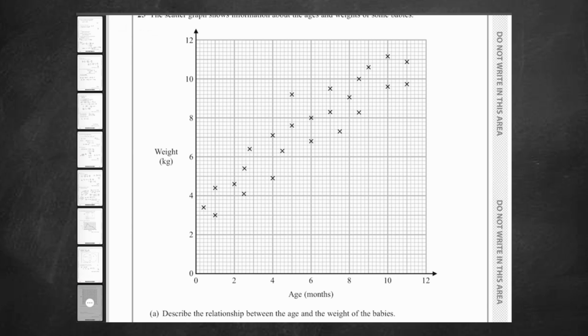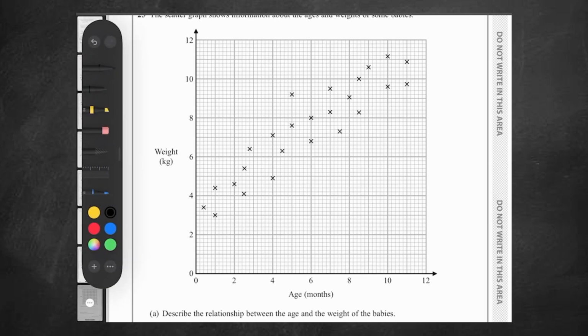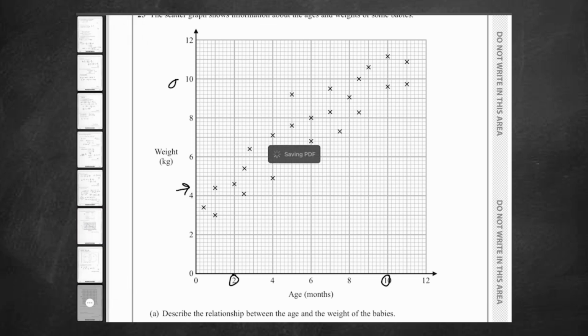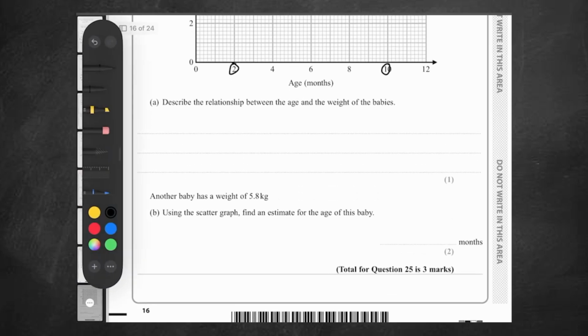Well, as we can see here, as age is increasing, weight is increasing. So if you take a baby of age 2, the weight is around here, whereas if the baby is age 10, the weight is around here. So it's clearly going up. So what we're going to do is write this is a positive correlation down here. Positive correlation: as age increases, weight increases.